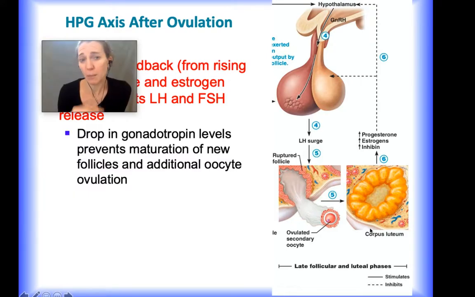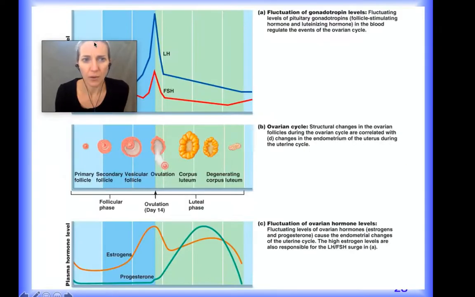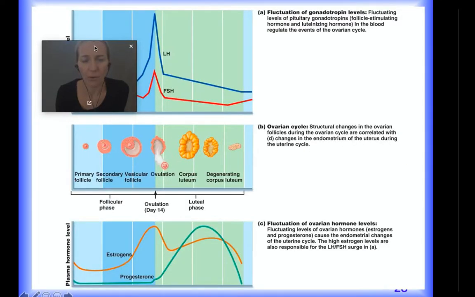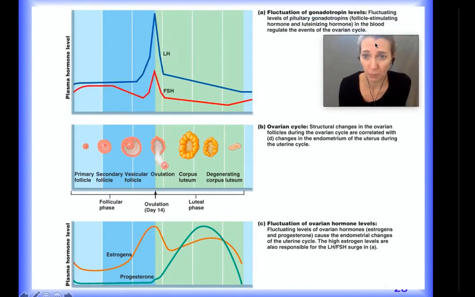If the corpus luteum maybe wasn't functioning, or if it degenerated prior to second trimester and an embryo were developing, then you would see that the GnRH levels would go up, and you would have FSH and LH released. And it would be a risk for a spontaneous miscarriage. Now, thinking about how all of this plays in together is an important piece.